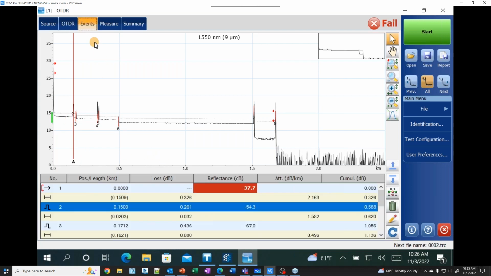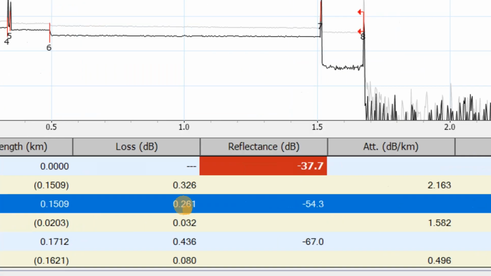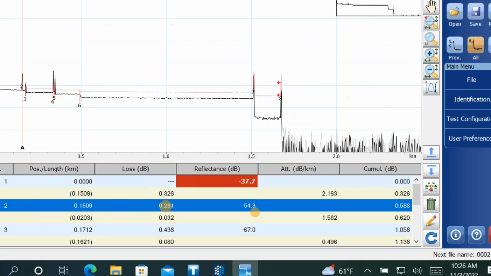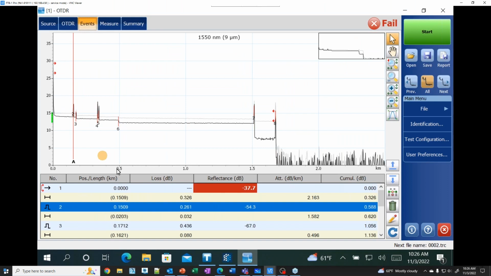If I go to the event table here, at my patch panel, I have 0.26 dB of loss here, and I have negative 54 dB of reflection. This is a UPC connector. I want a half a dB or better. I got that. I want somewhere between negative 40 and negative 50 or whatever based on your company. I like to be around negative 50 myself. So this is above that, so I'm happy with that.